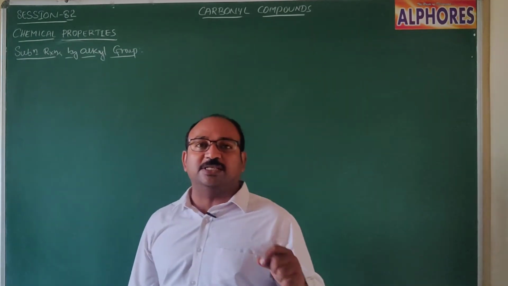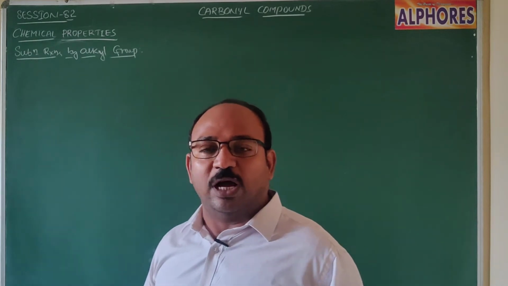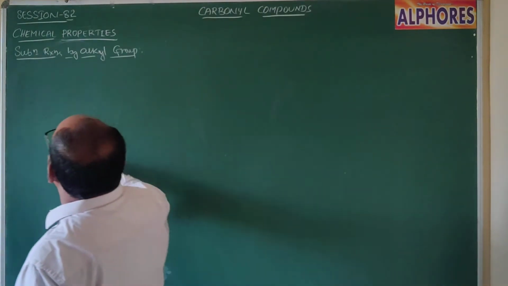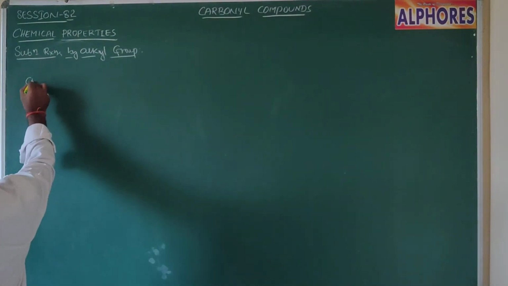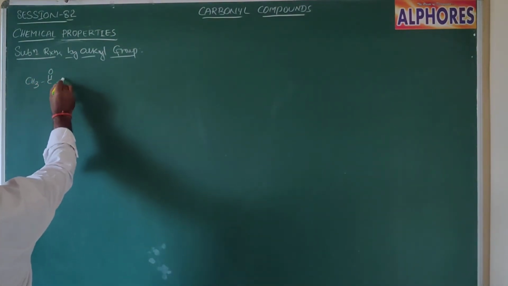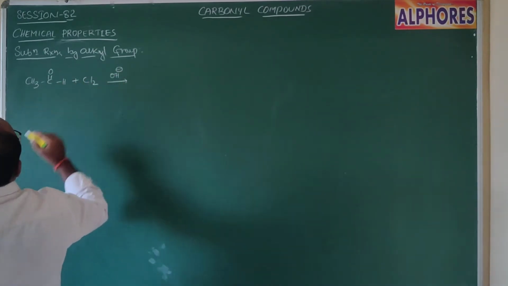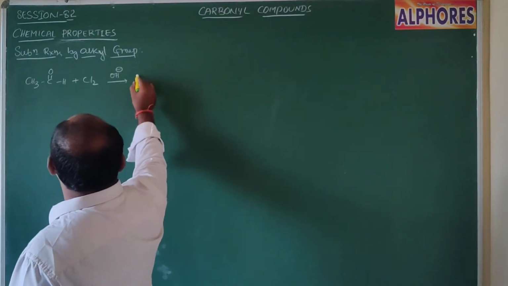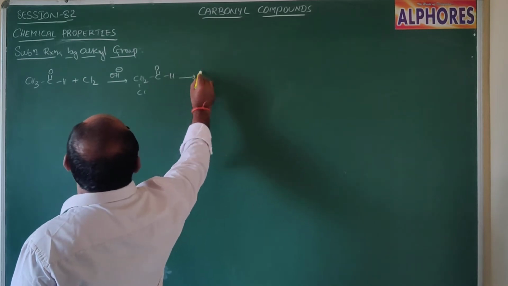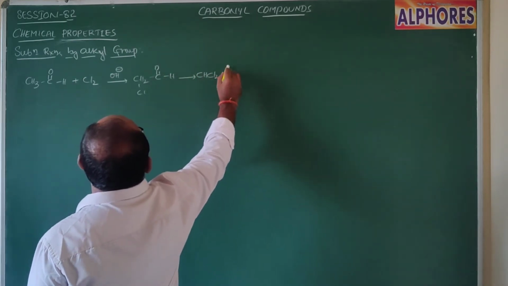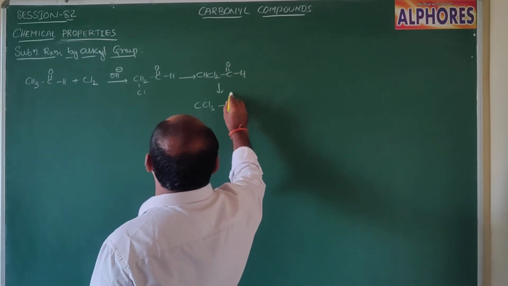That substitution reaction is shown by alkyl groups of carbonyl compounds. So, substitution reactions by alkyl groups. Now I am going to consider acetaldehyde, CH3 C double bond OH, upon reaction with chlorine in the presence of alkali. We are getting first monochloro CH2Cl C double bond OH, and further dichloro CHCl2 C double bond OH, and finally we are getting trichloro CCl3 C double bond OH.